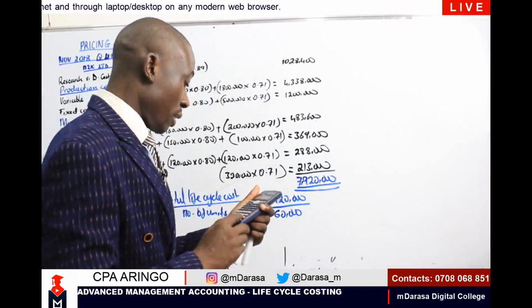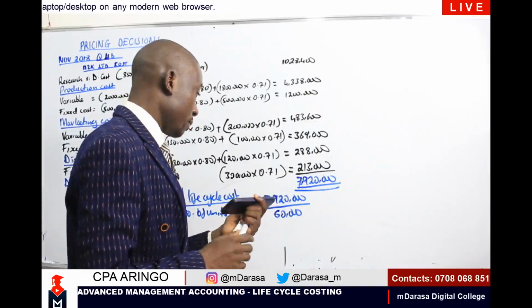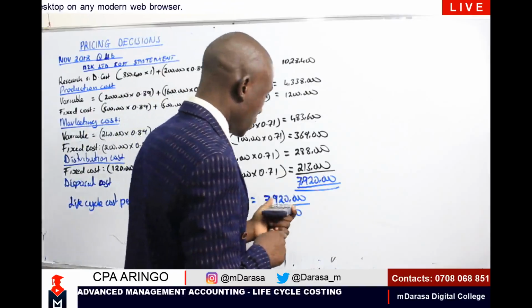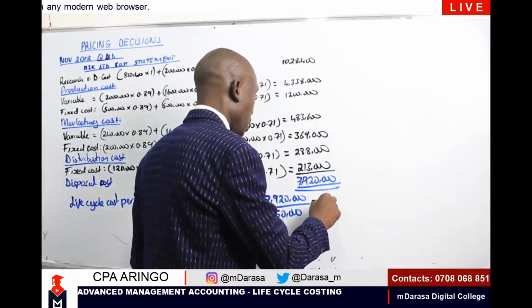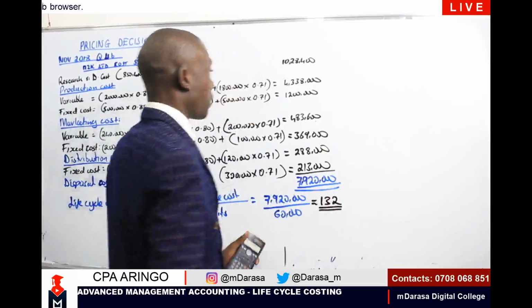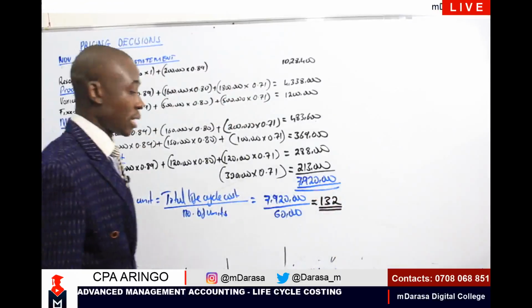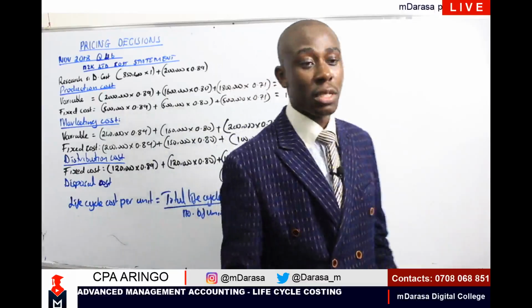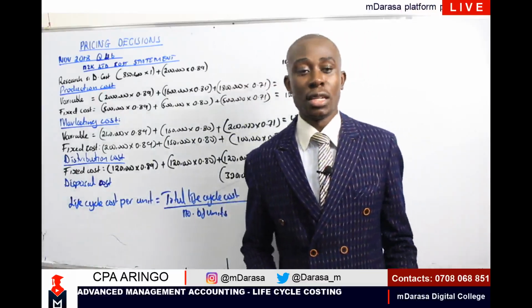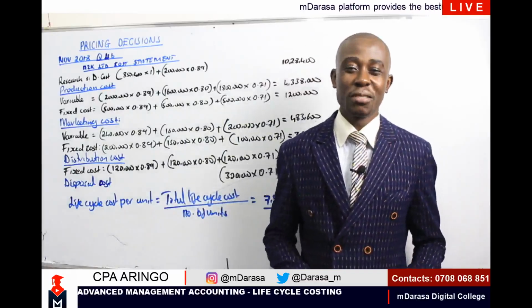So having that case, we divide by 60,000. Therefore, my life cycle cost per unit is a figure of 132 shillings per unit. So in that case, we're done with the first part of the question, life cycle cost per unit.